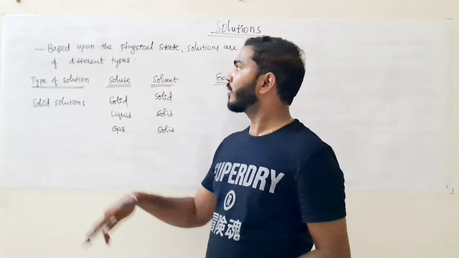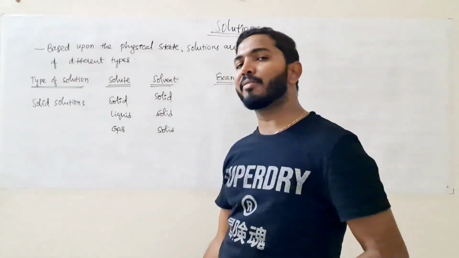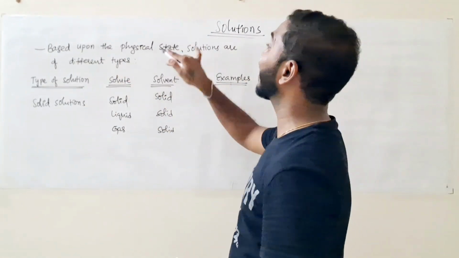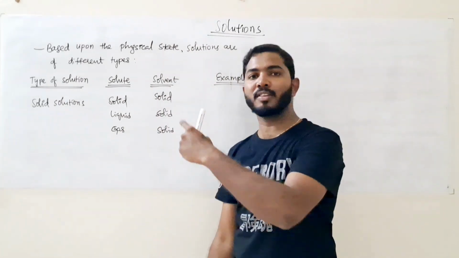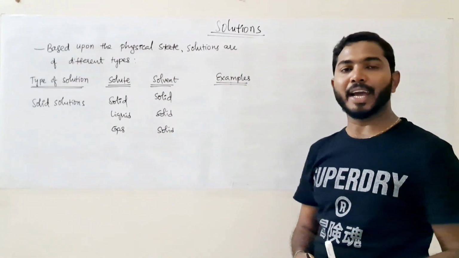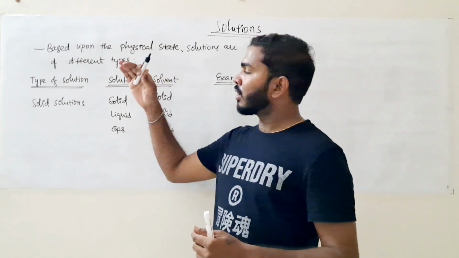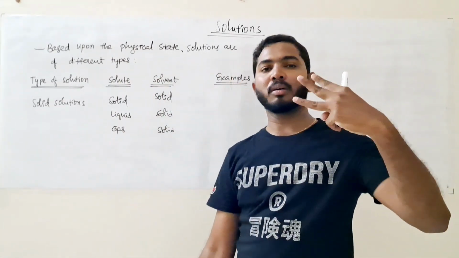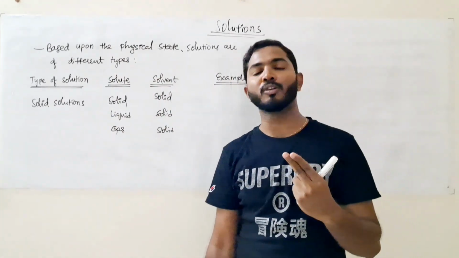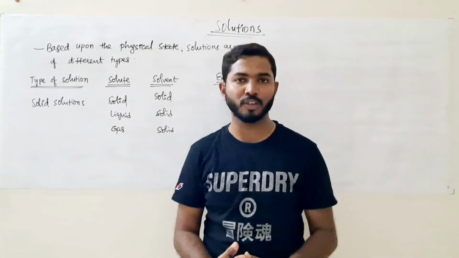So let's continue. The next type of classification is based upon the physical state. Based upon the physical state, our solutions are of different types. Actually, there are three types: solid solutions, liquid solutions, and gaseous solutions.